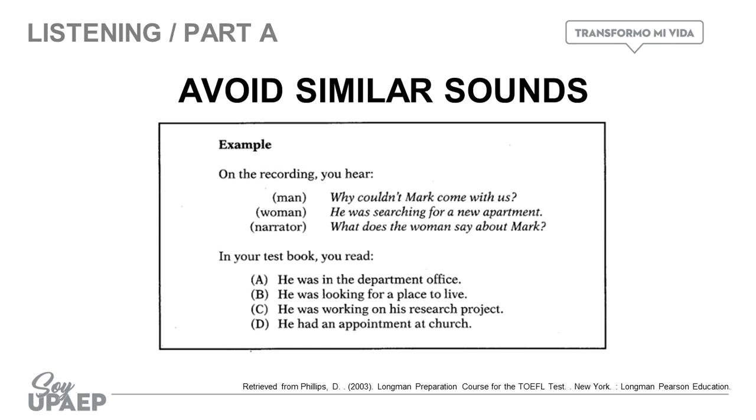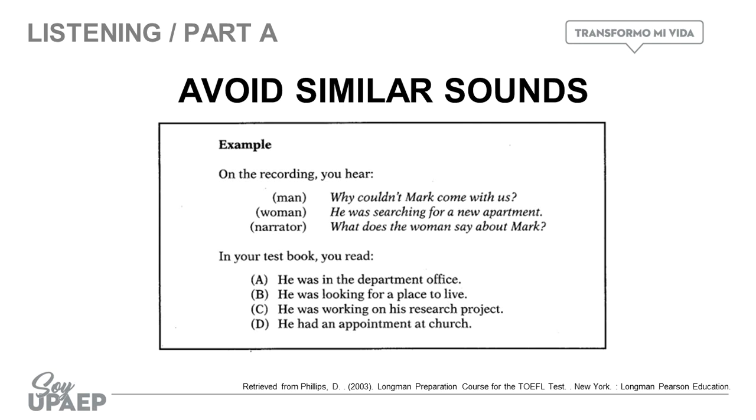Now that we have understood what similar sounds are, let's see how they are applied in the TOEFL test. Here we have a conversation. Why couldn't Mark come with us? He was searching for a new apartment. What does the woman say about Mark? Did you notice? The second speaker said he was searching for a new apartment.